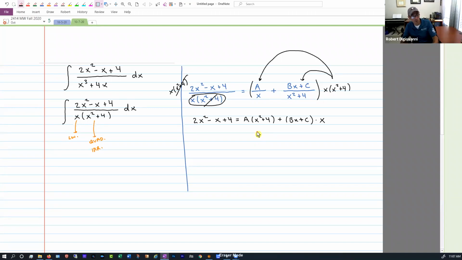So I'm going to go to the long way. The long way means just multiply everything out on the right side. Okay, so I distribute the A through here, Ax squared. If you have any questions, just stop me, all right? I'm going to be moving a little quick today. Bx squared plus Cx.